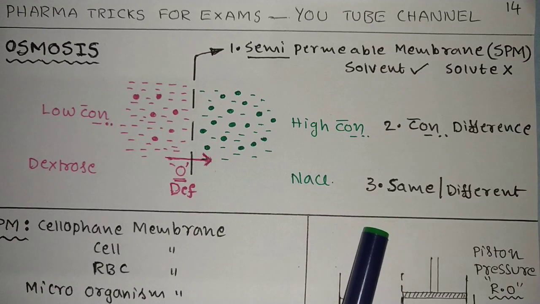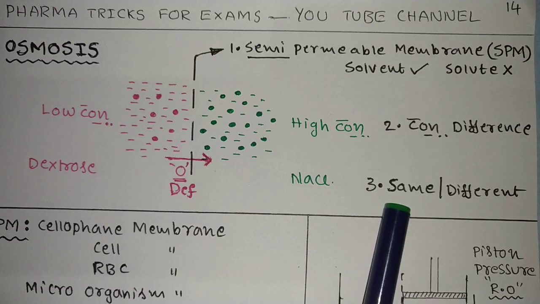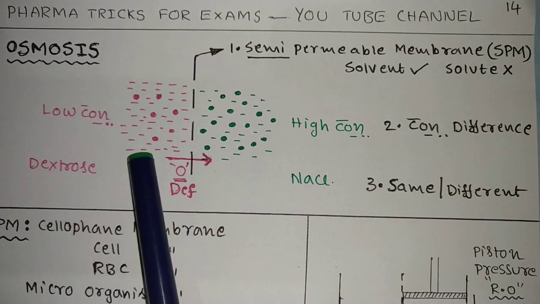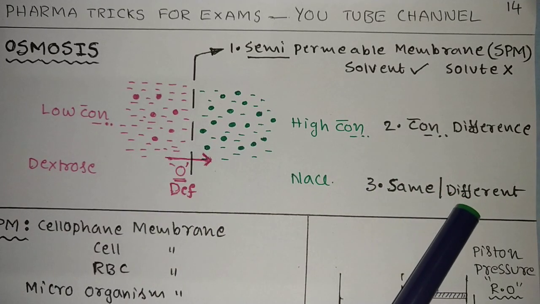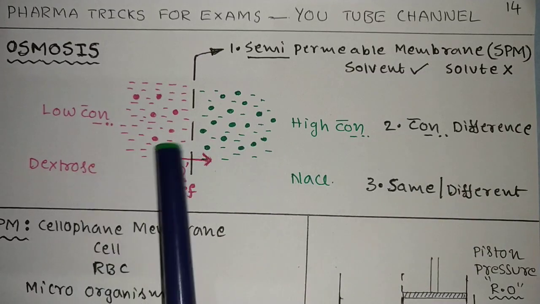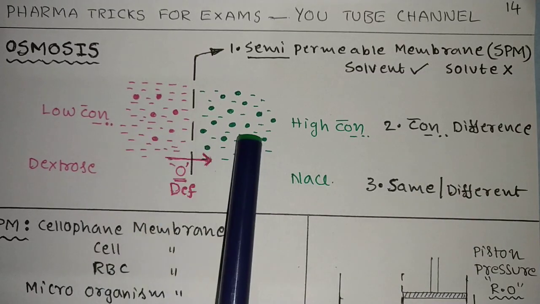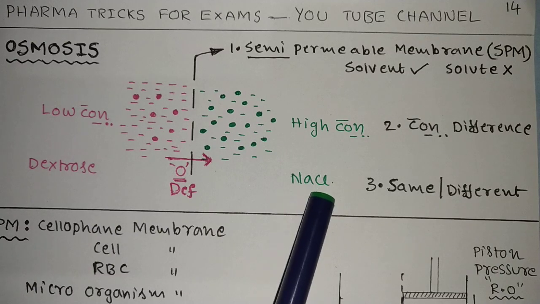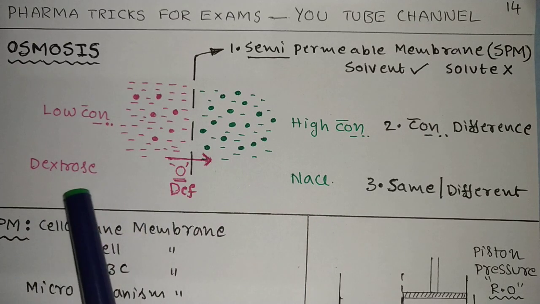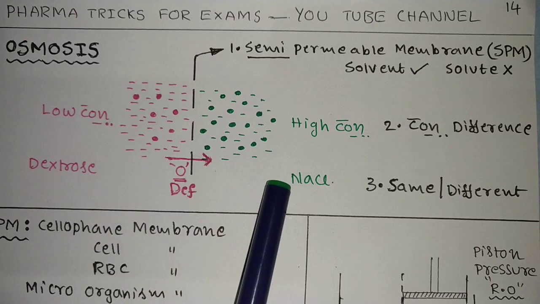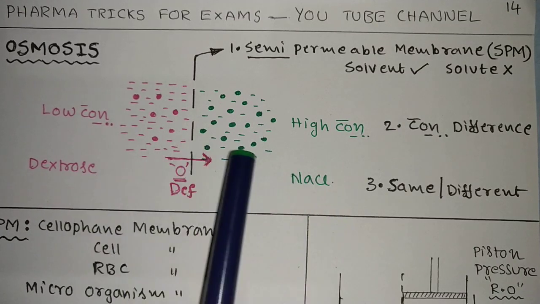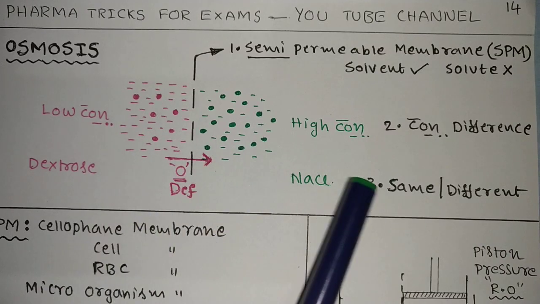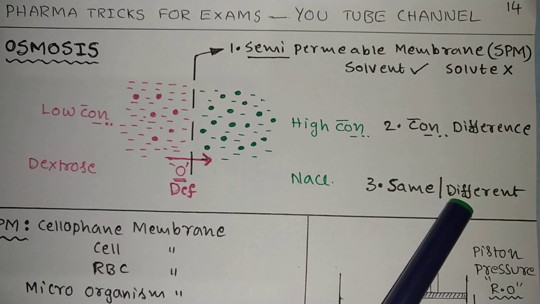And number 3, same or different. There may be the same type of solution on both sides, or there may be different types of solutions on both sides of the SPM. Here I took NaCl on one side and dextrose on the other side. You can take both NaCl or both dextrose, different or same, whatever it may be.